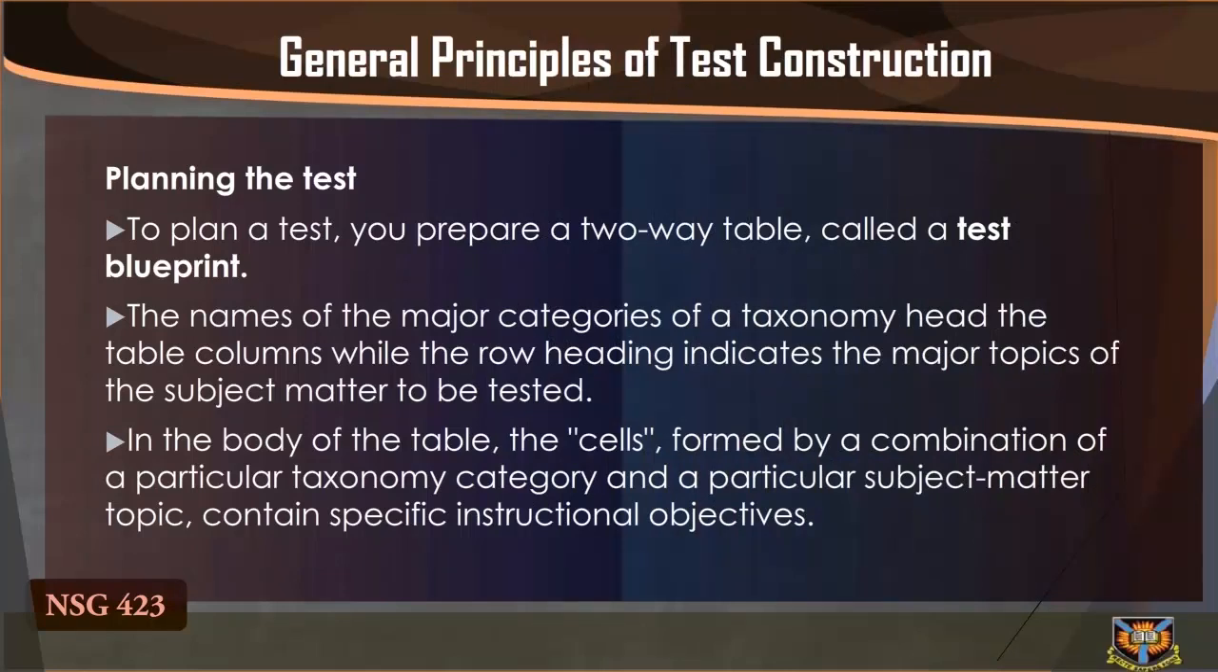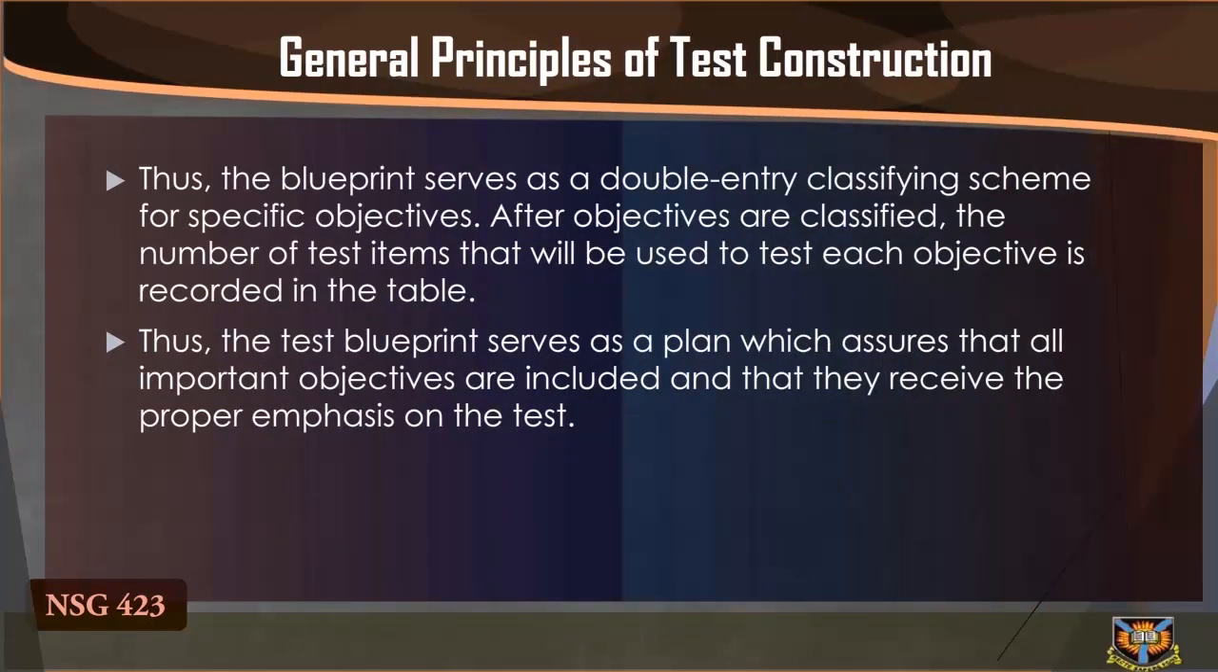General principles of test construction. Planning the test. To plan a test, you prepare a two-way table called a test blueprint. The names of the major categories of a taxonomy head the table columns, while the row headings indicate the major topics of the subject matter to be tested. In the body of the table, the cells, formed by a combination of a particular taxonomy category and a particular subject matter topic, contain specific instructional objectives. Thus, the blueprint serves as a double entry classifying scheme for specific objectives.